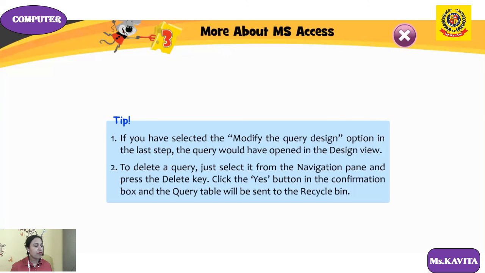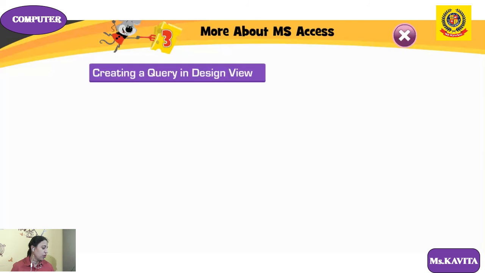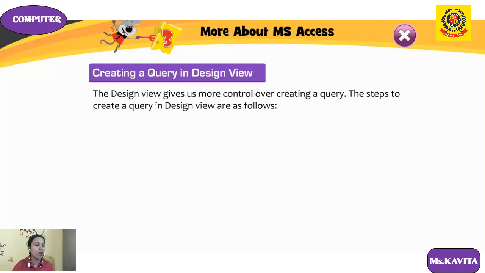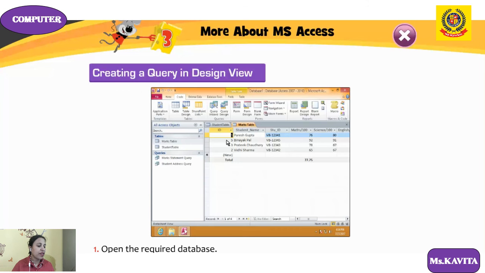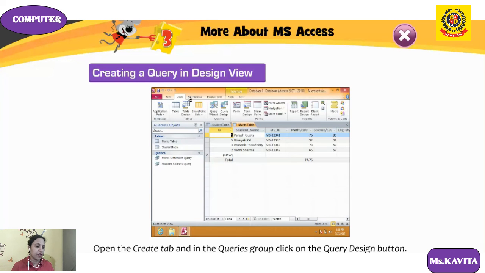Now, creating a query in design view. How can you create a query in design view? The design view gives more control over creating a query. The steps to create a query in design view are: open the required database, open the create tab, in the queries group, click on the query design button.